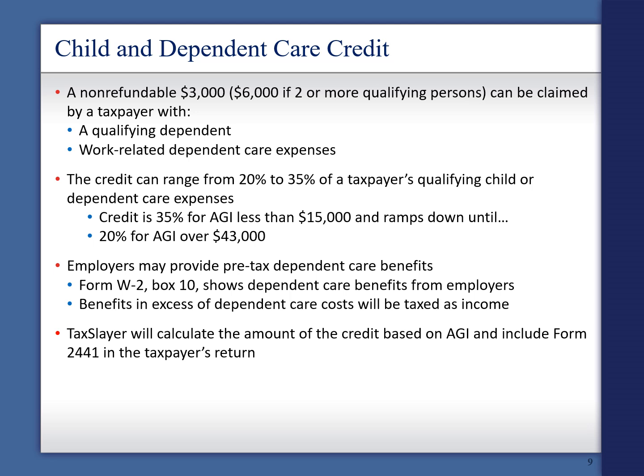TaxSlayer will calculate the amount of the credit based on the expenses entered, the number of dependents, and the adjusted gross income on the return. You can go to Form 2441 and see all the math.